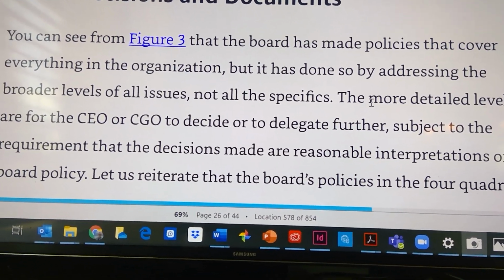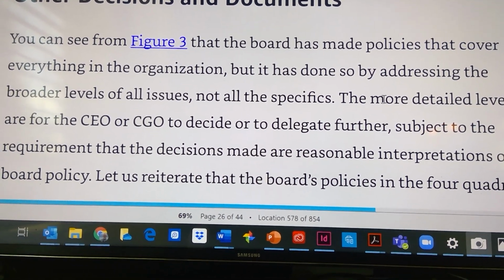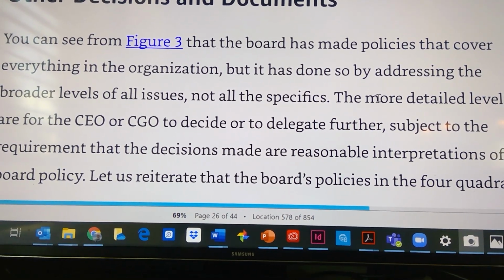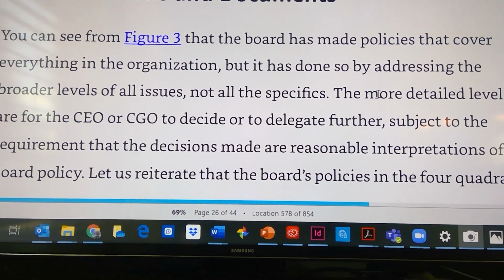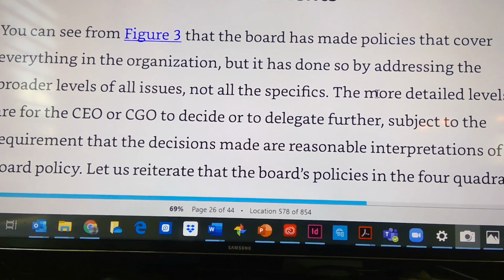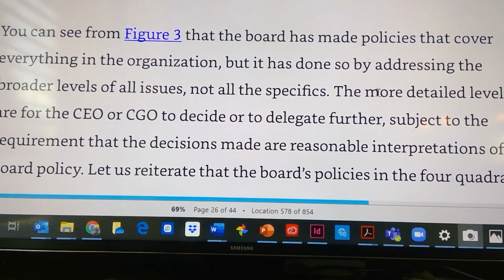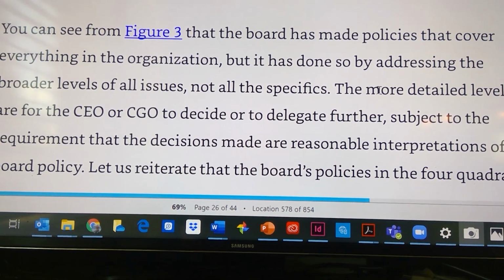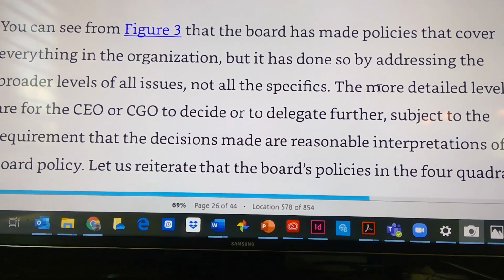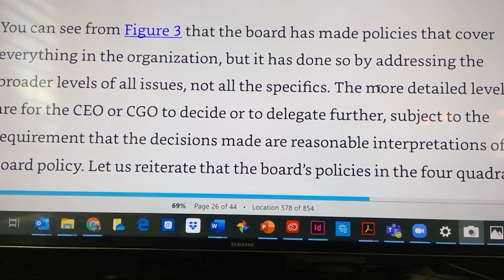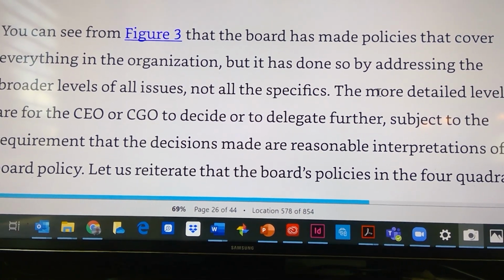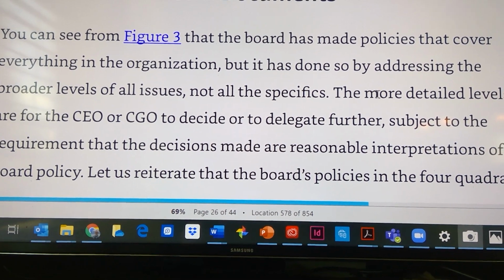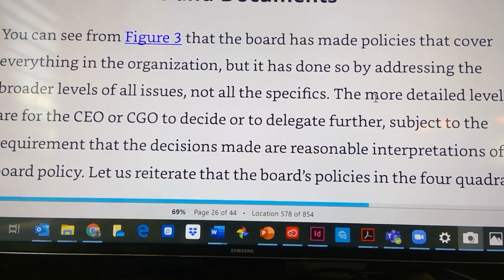Okay, he says, you can see from figure 3, which you don't have, but you can appreciate what I'll describe here in a moment. He says, you can see that the board has made policies that cover everything in the organization, but it has done so by addressing the broader levels of all issues, not all the specifics. So again, the key here is the levels of issues, not the details. The more detailed levels are for the CEO or the CGO to decide or to delegate further, subject to the requirements that the decisions made are reasonable interpretations of the board policy.